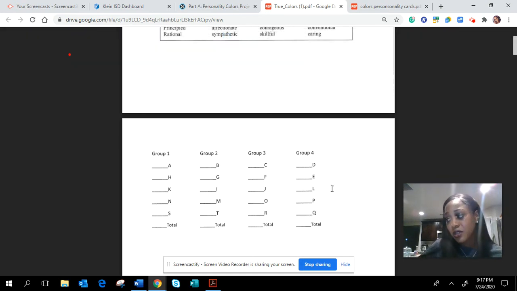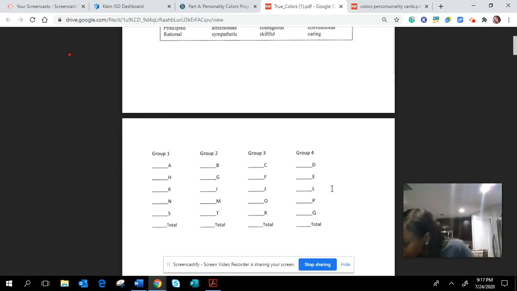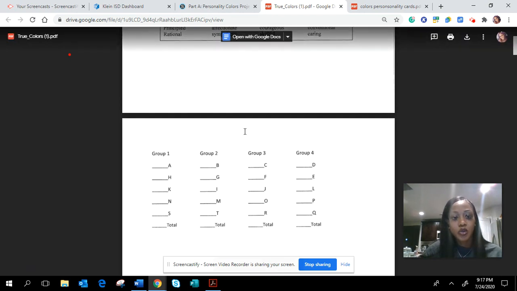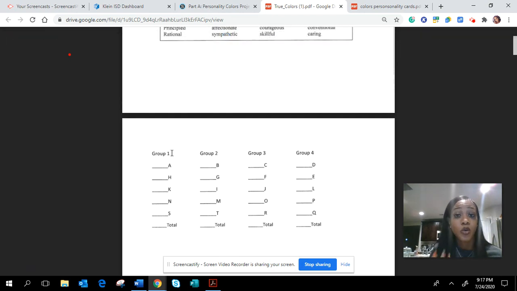Now, you might be wondering, okay, how do I know what these numbers mean? What color do these numbers identify? So group 1 represents orange. I did not write it on here because I want you guys to pay attention to the words coming out of my mouth. All right, so group 1 is orange. Group 2 is blue. Group 3 is gold. And last but not least, group 4 is green.